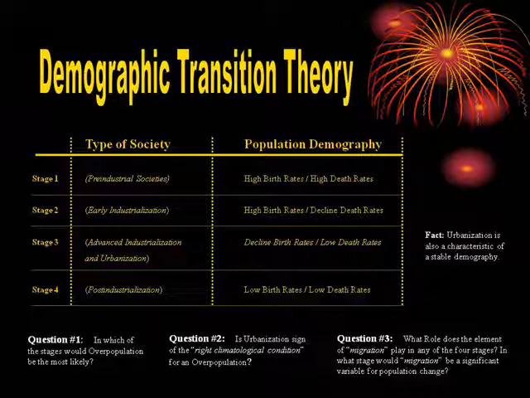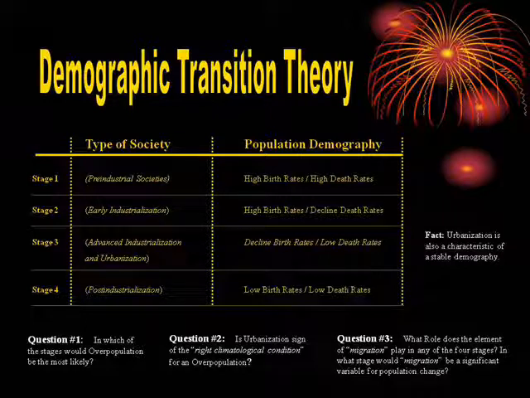Question 1, in which of these stages would overpopulation be most likely? Question 2, is urbanization a sign of the right climatological conditions for overpopulation? But then question 3, what role does the element of migration play in any of the 4 stages?